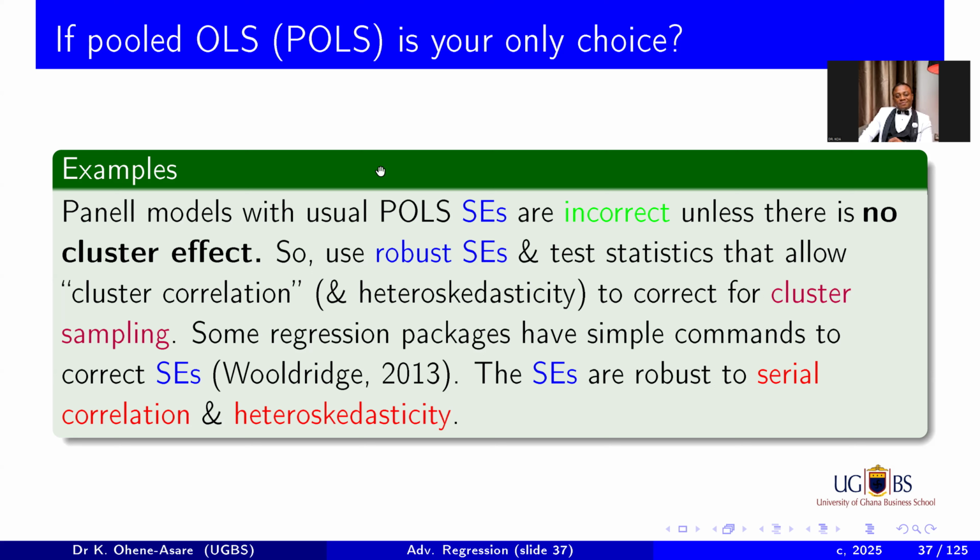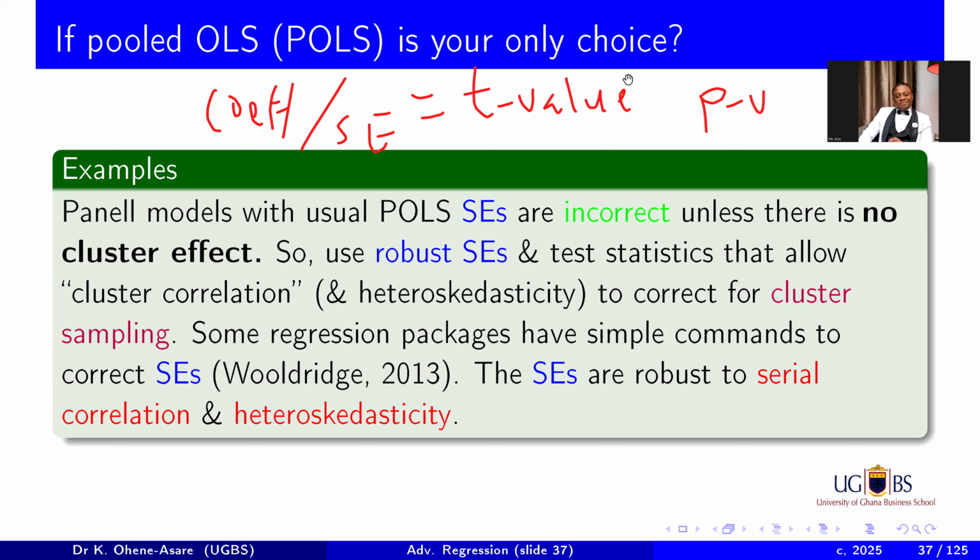As you know, anytime we have the coefficient, or the estimate, divided by the standard error, that will be equal to the t statistic or the t value. Then you go and read the t value from the table and you get the p value. So if the standard error is wrong, you got to replace that. So the standard error is no longer going to be the standard error OLS. It's rather going to be the robust standard error. That means that it is correcting for heteroscedasticity and it's also correcting for serial correlation.